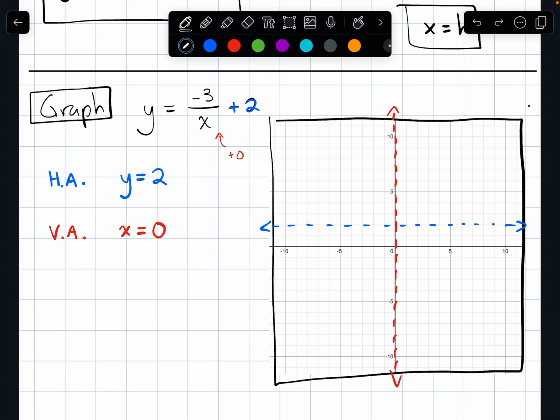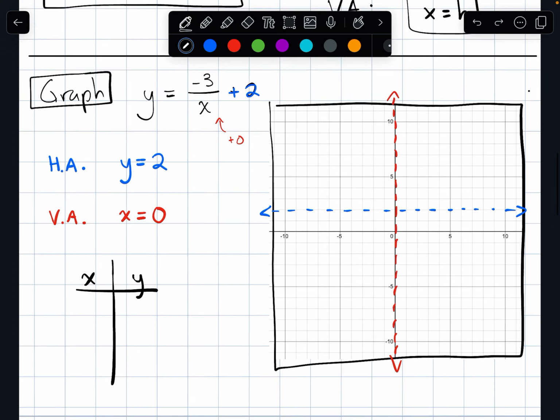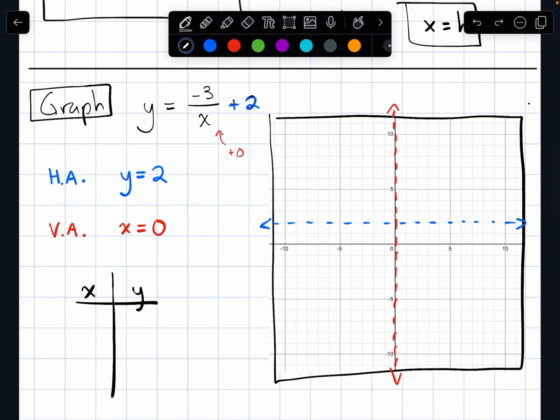And at this point, this is a great time to make a table, all right? Once you've got your vertical and horizontal asymptotes, always a great idea to plug in some points, all right? So I'm going to pick some numbers. I don't want to pick 0, right? Because I know 0's not allowed. That's an asymptote there. So I'm going to pick something like, let's try, how about -1? So if I plug in a -1 for x, that would be -3 over -1 plus 2. And this comes out to be 3 plus 2, which we know is 5.